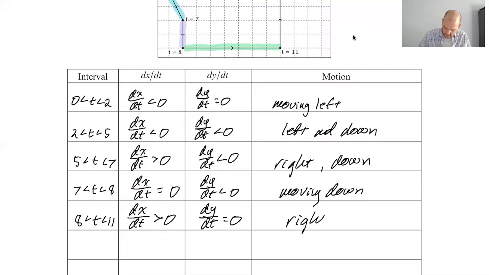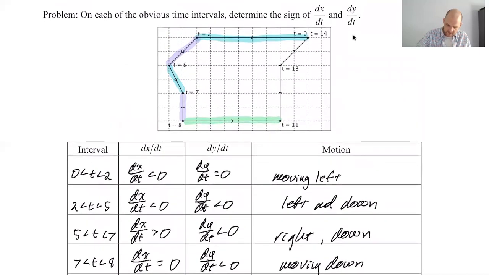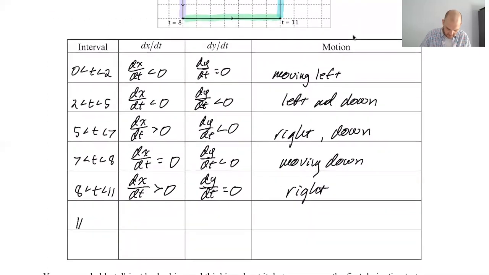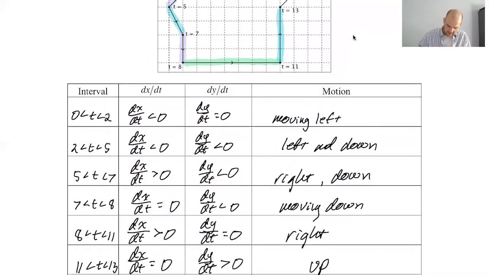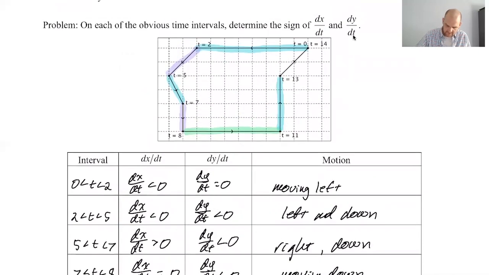We're just moving right. And then 11 to 13, I'm going to switch back to what color? It's blue-ish. So 11 to 13, we're moving strictly up. So dx/dt is 0. It's not moving left or right. And then dy/dt is positive. So up. And then finally, 13 to 14.